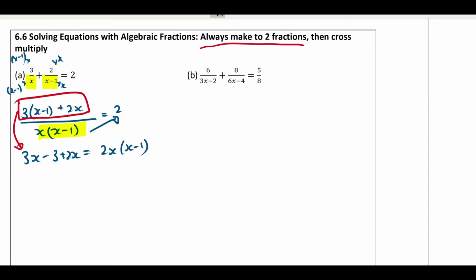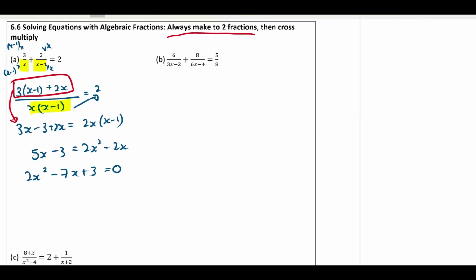So you will have 5x minus 3 equals to 2x squared minus 2x. Bring everything to the right side. 2x squared minus 7x plus 3 equals to 0. Do your cross factorization, or you can use your calculator, mode 3 3. Okay, then you will have 2x minus 1, 3x minus 1... x equals to half, or x equals to 3.